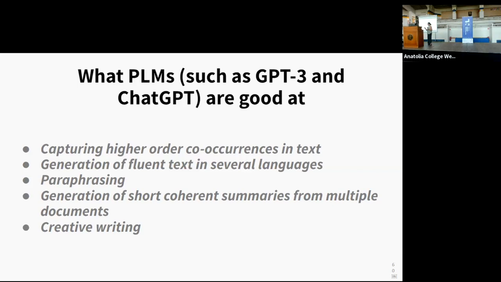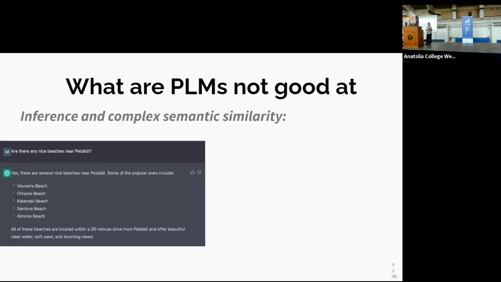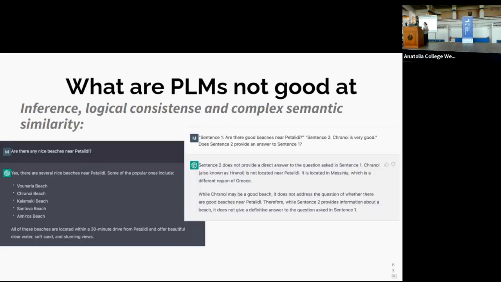You can have lots of fun making poems with systems like ChatGPT. But they're not good at all at factuality, biases, hallucinations, information, low resource domains. They're not very good with reasoning, inference, and complex semantic similarity, summarizing long documents, and also temporality and temporal robustness. So all of these are areas that people are very much working on. This was just an example of some of these issues.